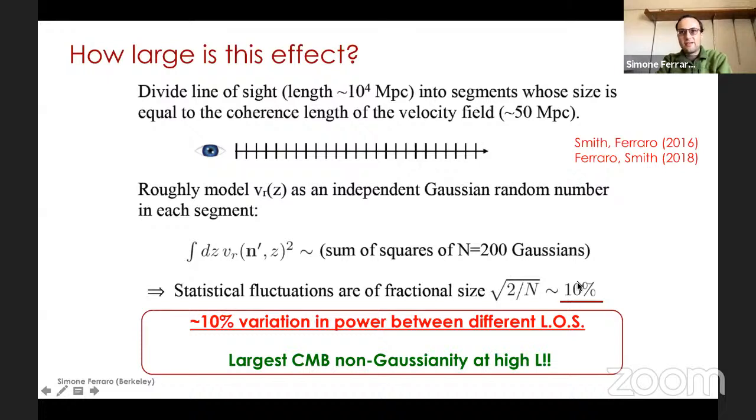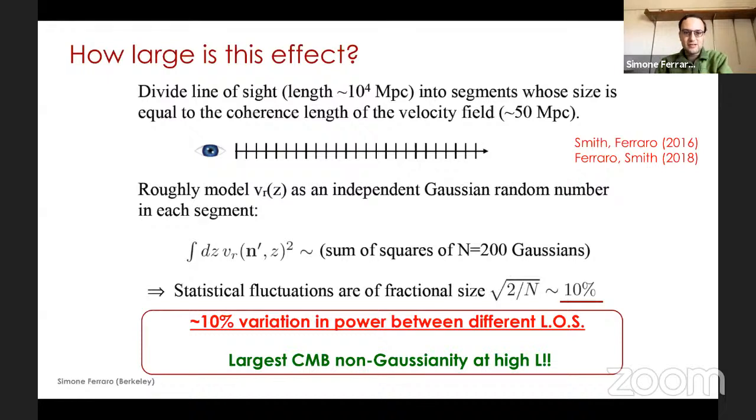Okay, so the claim here is that if you look at two different parts of the sky, the KZ amplitude from reionization will vary about 10%. Okay, so this is a really large amount of non-Gaussianity, right? Our current measurements of fNL are of order 5, that's 5 times 10 to the minus 5 in terms of non-Gaussianity, right? So 10% is a very large amount, and in fact, it's the largest CMB non-Gaussianity in the high-L temperature, and it's in fact larger than all the other foregrounds. So that's what makes it easier to extract.